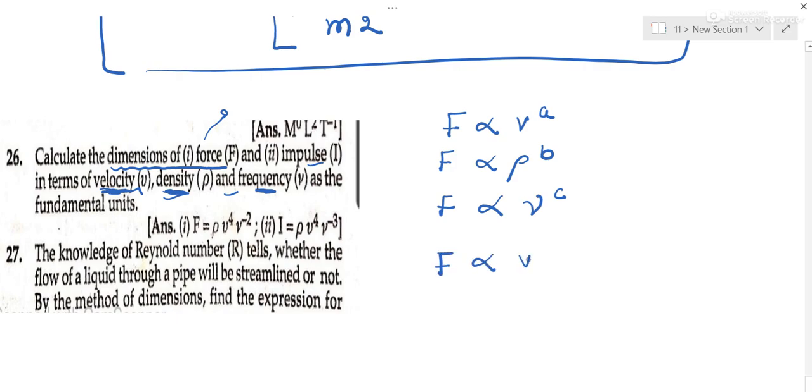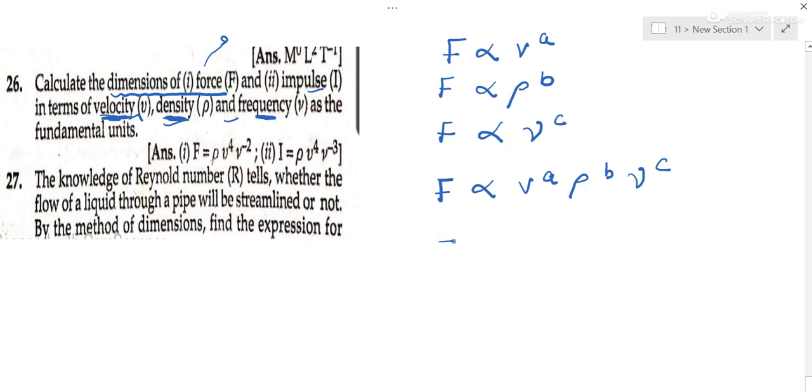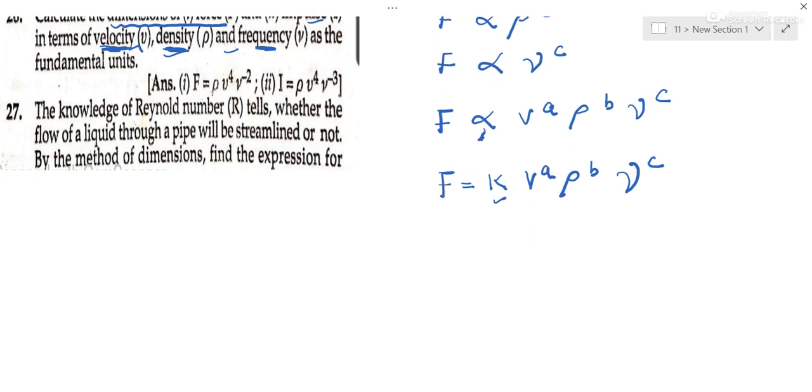Force is proportional to velocity to power A, density to power B and frequency to power C. Now in the same way, we will remove proportionality and write a constant: velocity to power A, density to power B, frequency to power C. Now the method would be the same. We will write the dimensional formula of all these quantities. Force is MLT minus 2 is equal to constant. This is velocity.